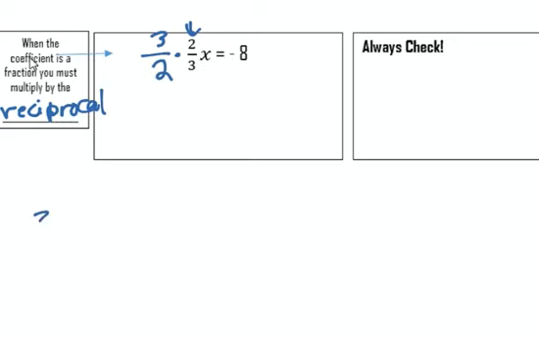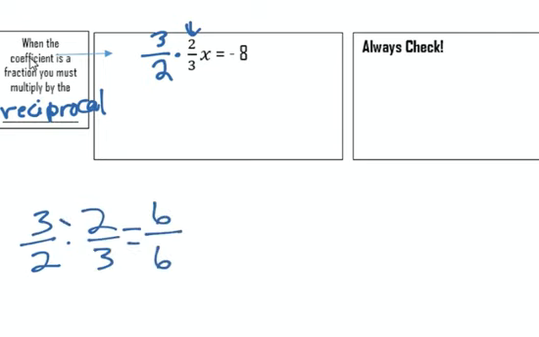Now this works out because 3 over 2 times 2 over 3, we multiply straight across. We get 6 over 6, because 3 times 2 is 6, and 2 times 3 is 6. That reduces to 1. All right, so we're left with just x on the right side of the equation. This cancels out, so I'm left with just x. And what I do to one side, I have to do to the other. So I'm also going to multiply by 3 over 2 on the right side.